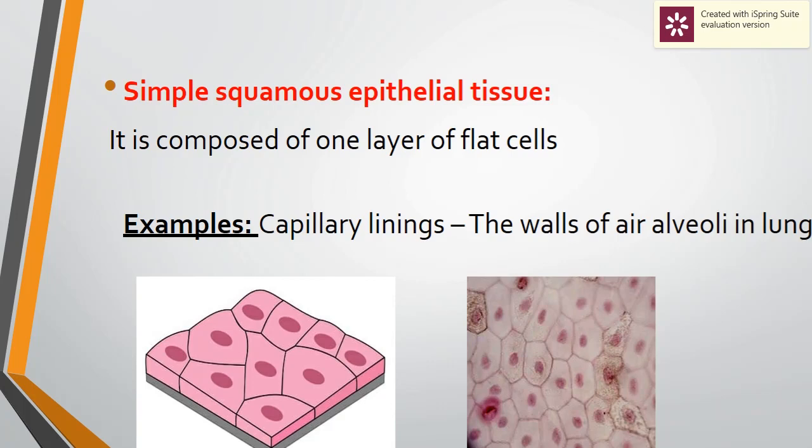It consists of a layer, as we see here. This is the photo of simple squamous epithelium under the microscope, and this is the diagram for it. It consists of one layer of flattened cells. The cells are flat and they are one layer. They are found in the lining of the endothelium of blood capillaries and the walls of the alveoli in the lungs.